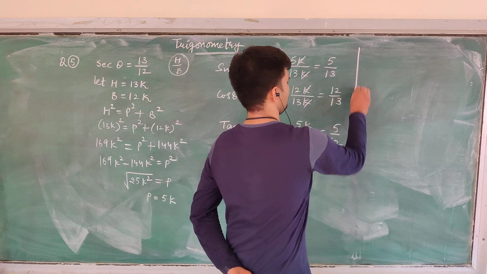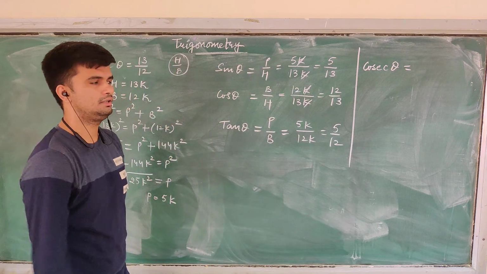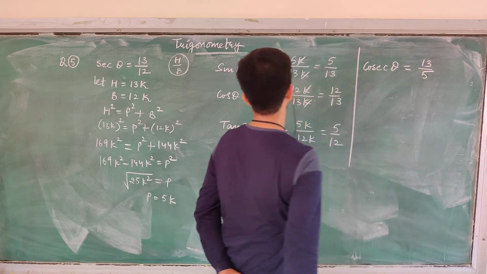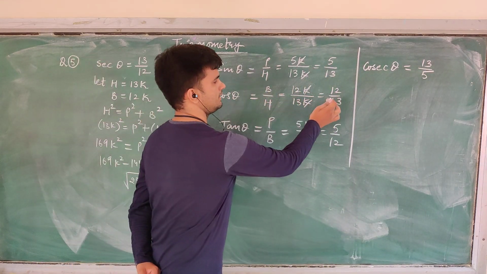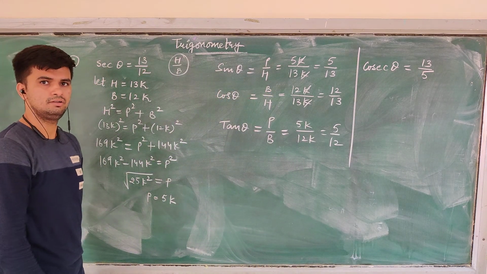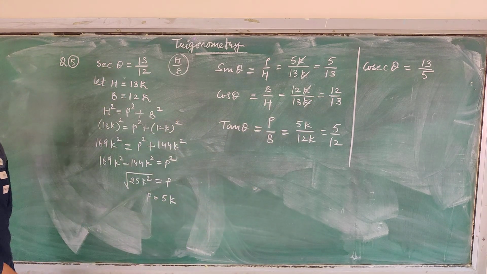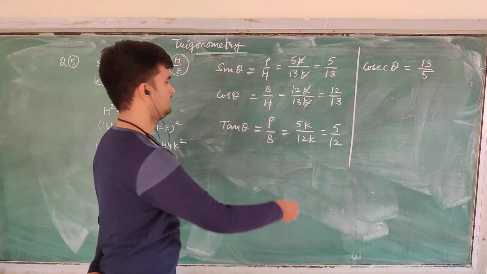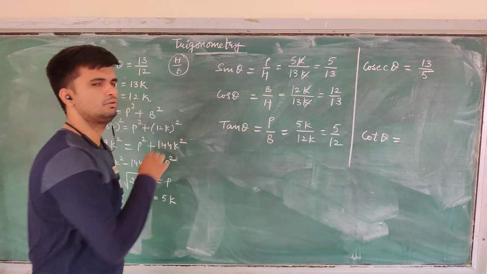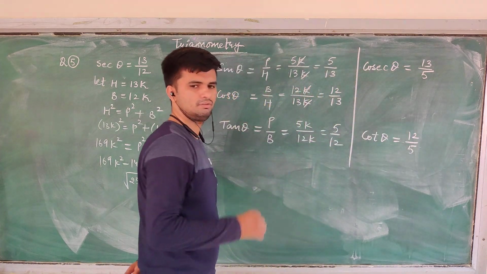Now we know that cosecant is the reciprocal of sine. And if sine theta is 5 by 13, then cosecant theta is 13 by 5. If cos theta is 12 by 13, then secant theta is 13 by 12. Now we can check our answer in this way also. See, cos theta is 12 by 13, secant is the reciprocal of cos. See here it is 13 by 12. Then see, tan theta is 5 by 12. Cot is the reciprocal of tan. Then it is 12 by 5. This will be your answer.